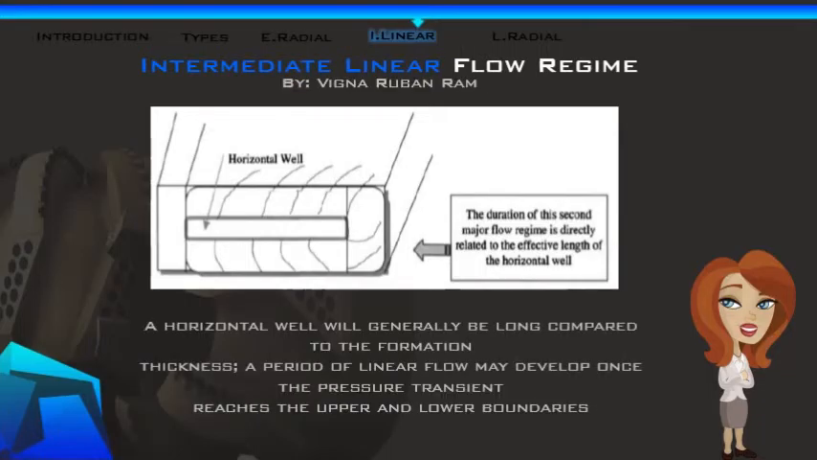Hello guys, next we'll be looking at the intermediate linear flow regime. This intermediate linear flow regime is the second largest flow regime after the early radial flow regime. The duration of this second major flow regime is directly related to the effective length of the horizontal well. Basically, the length of the wellbore must be greater than the height of the reservoir for this flow regime to occur. So the horizontal well will generally be long compared to the formation thickness. A period of linear flow may develop once the pressure transient reaches the upper and lower boundaries of the well.